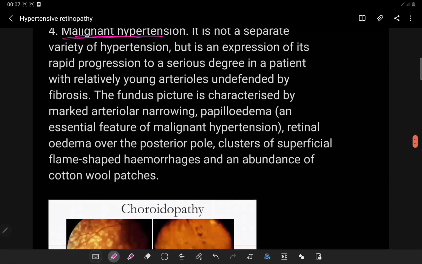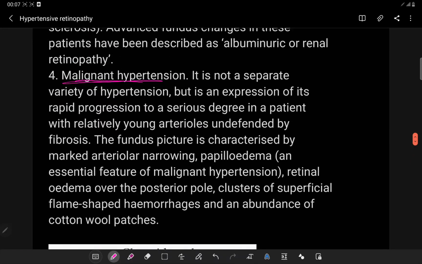Whenever we are going to understand malignant hypertension, we have to understand it's not a separate variety of hypertension, but an expression of its rapid progression to a serious degree in a patient with relatively young arterioles undefended by fibrosis. The fundic picture is characterized by marked arteriolar narrowing. We have papilledema, and an essential feature of malignant hypertension: retinal edema over the posterior pole, clusters of superficial flame-shaped hemorrhages, and an abundance of cotton wool spots.